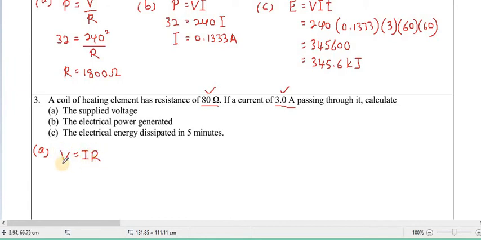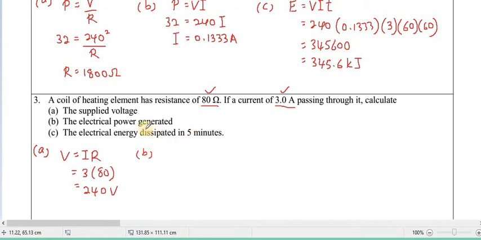This is the voltage that the heating element gets. This is the current that passes through the heating element. This is the resistance of the heating element. So 3 times 80, okay, 240 volt.